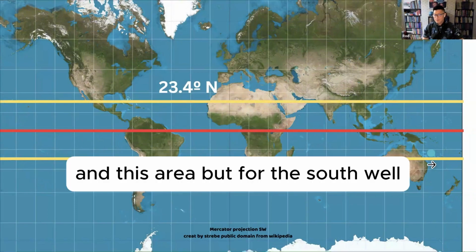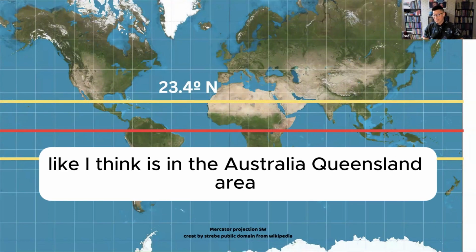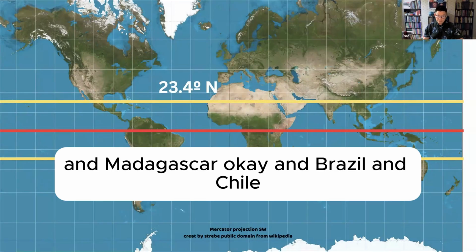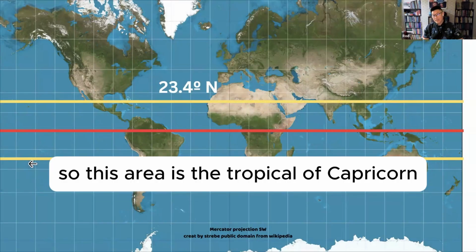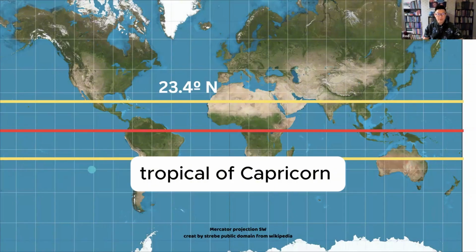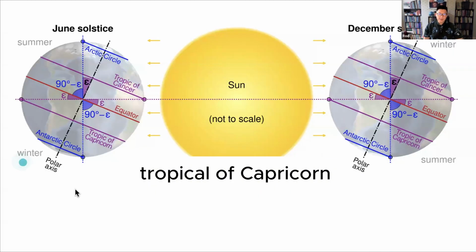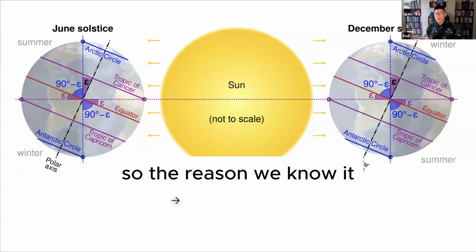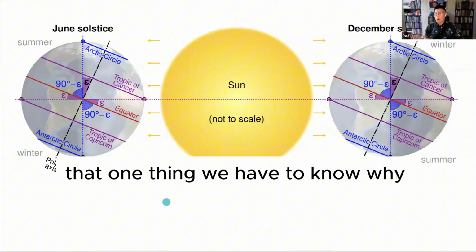In this area. But for the south, I think it is in Australia, the Queensland area, Madagascar, Brazil and Chile. So this is the Tropic of Capricorn. The reason we know this, there is one thing we have to understand first.